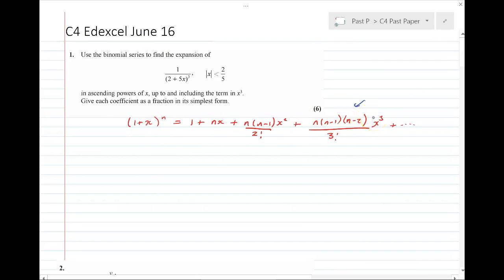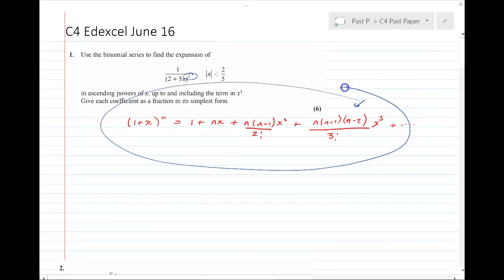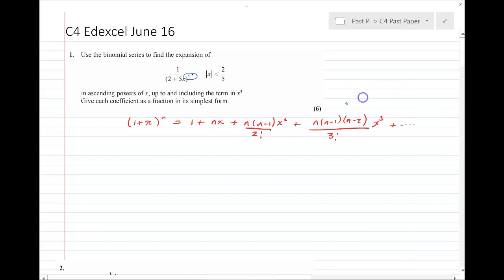It's because this is actually applying to all values of n, whereas the nCr version, which is also in the C2 formula, applies only for n being positive integers. It is possible to tweak that for this question, but I would not advise it. I would use this form of the binomial for all general cases where n is not a positive integer, as it isn't here. n is -3 here. Right, so let's get on with it.